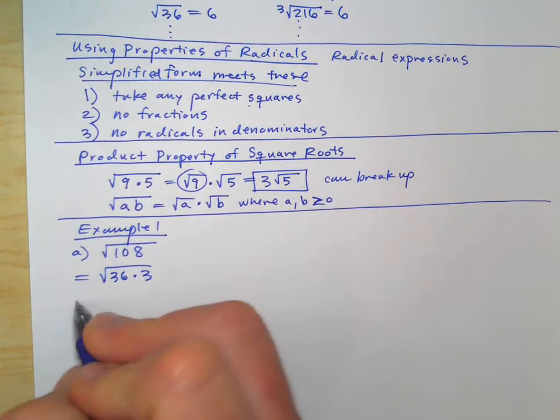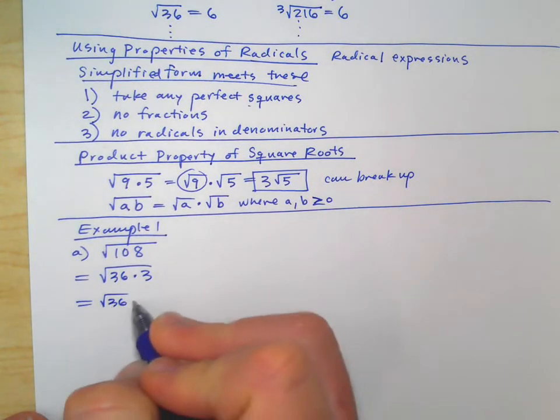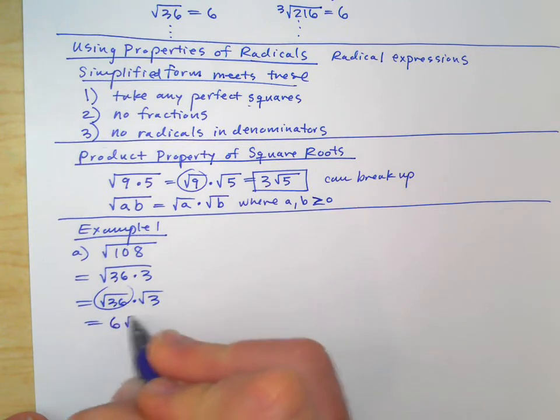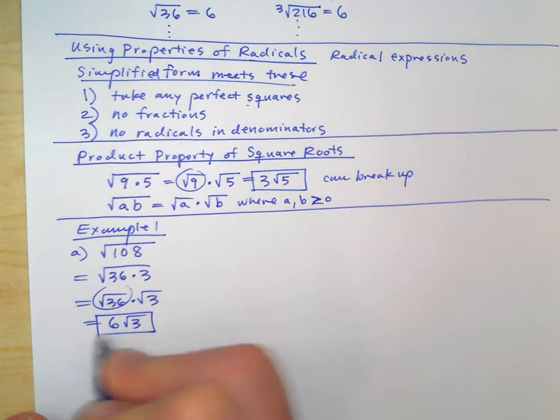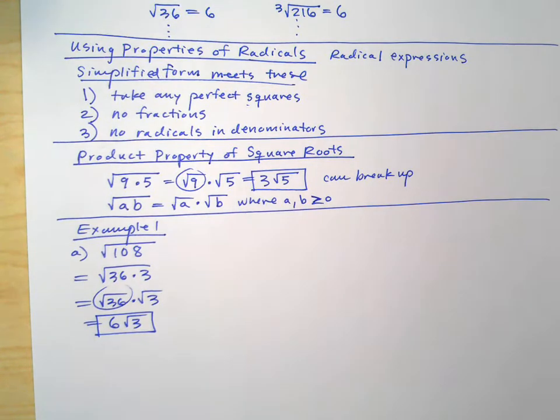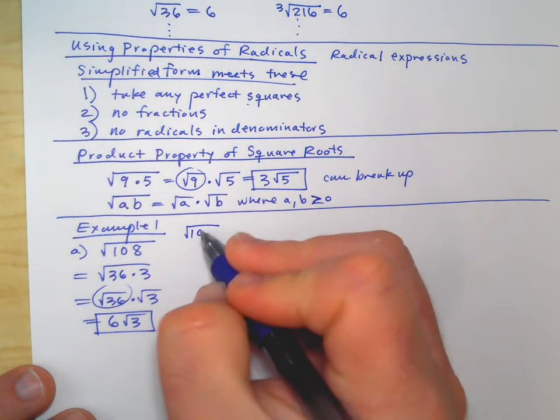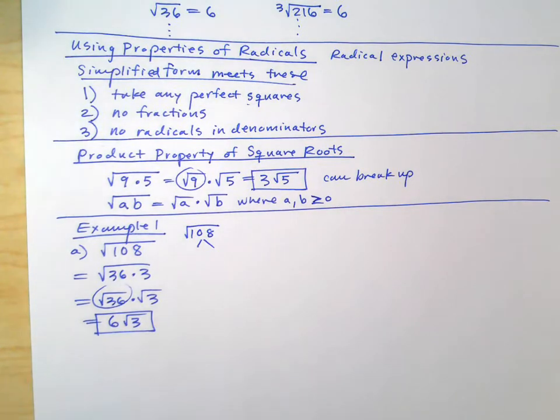Right? And then we can break it up. Square root of 36 times square root of 3. And square root of 36 is 6 times the square root of 3. So we could do that. That's kind of hard. So I have another trick that I use where I do a factor tree. Okay? I'll let you do it either way.